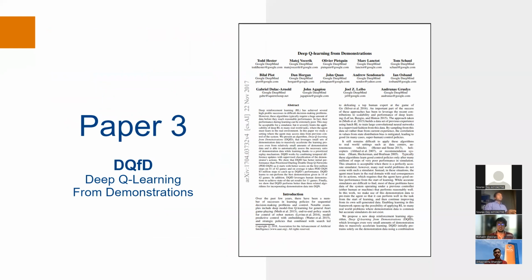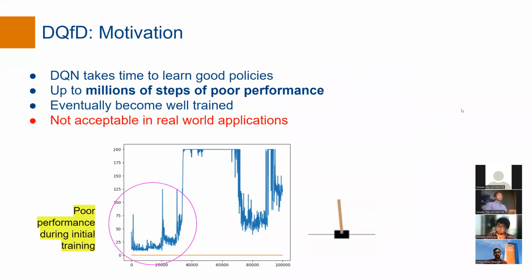I'm Sourav, and today we'll be focusing on DQfD, deep Q-learning from demonstrations. So let's talk a bit about vanilla DQNs. DQNs take time to learn good policies. In certain cases, up to millions of steps of interaction will take place before the agent becomes well-trained.